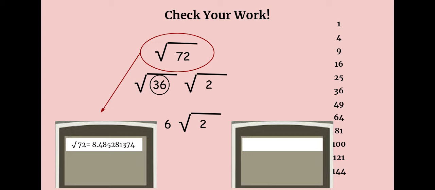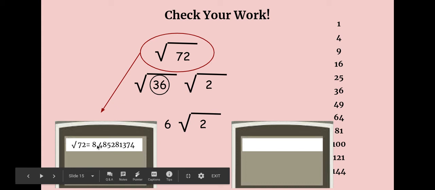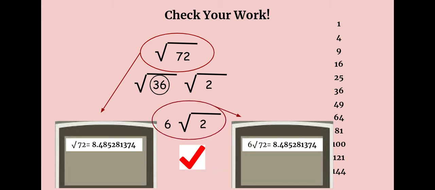So the last thing we'd like to show you is how you can check your work. There's a way to check your work in your calculator to know if your answer is correct. Here's how you do it. Take the original problem that you were given, radical 72, and plug that in your calculator and see what you get. Compare that to your final answer, and if the numbers are the same, then your answer is correct.